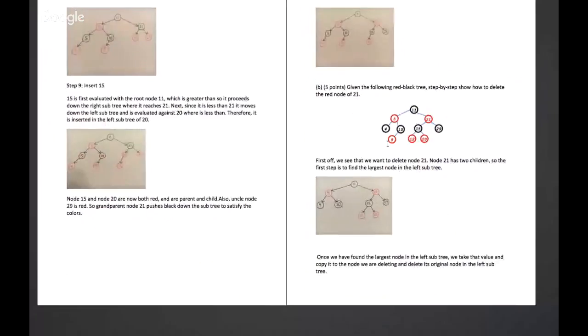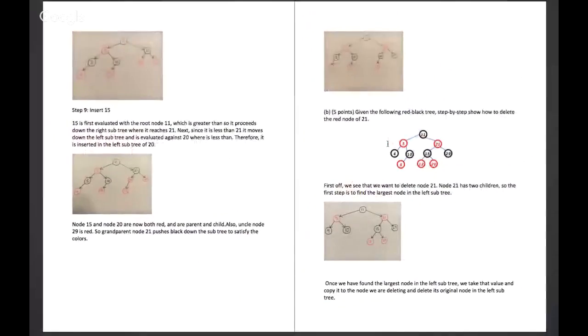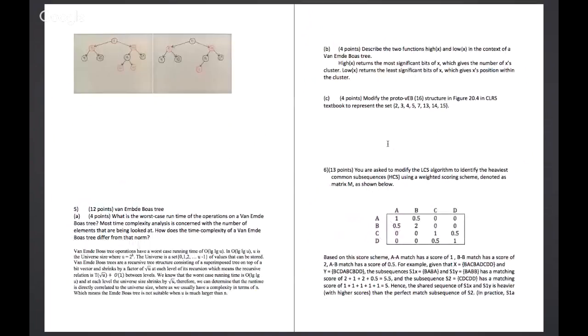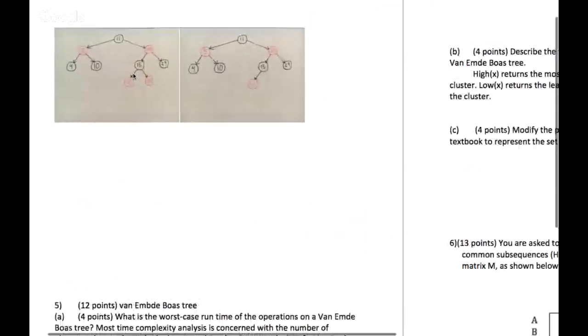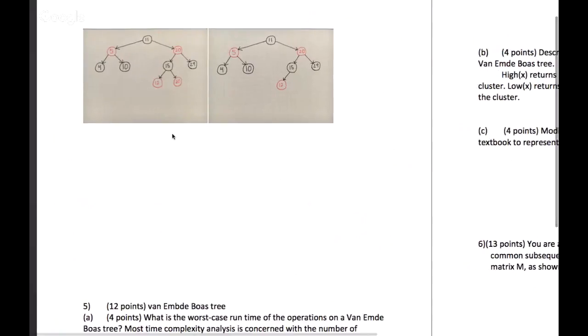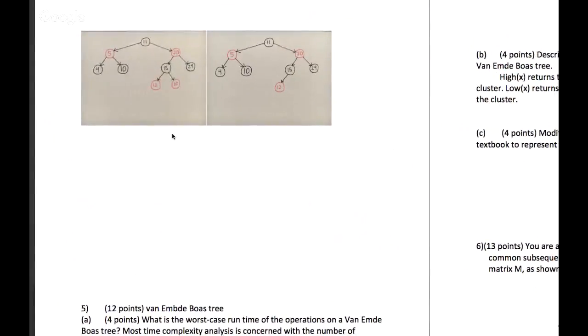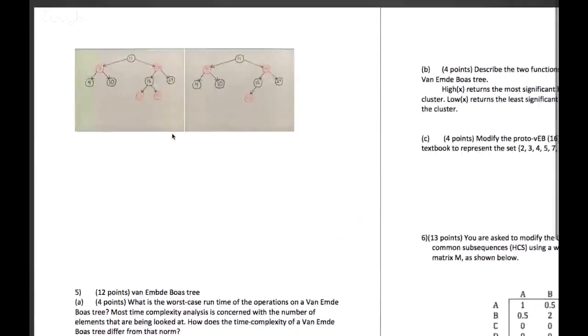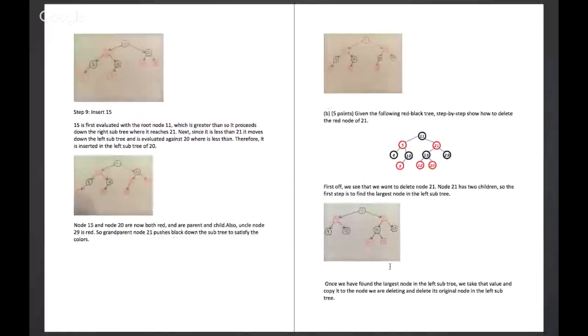So now that we found the largest node in the left subtree of the one we want to delete, we take that value and copy it into the node that we are deleting, which is 21. So I have a picture on the top left over here. I know you can't see my mouse, but where 21 was, we've taken 20 and copied it into it.